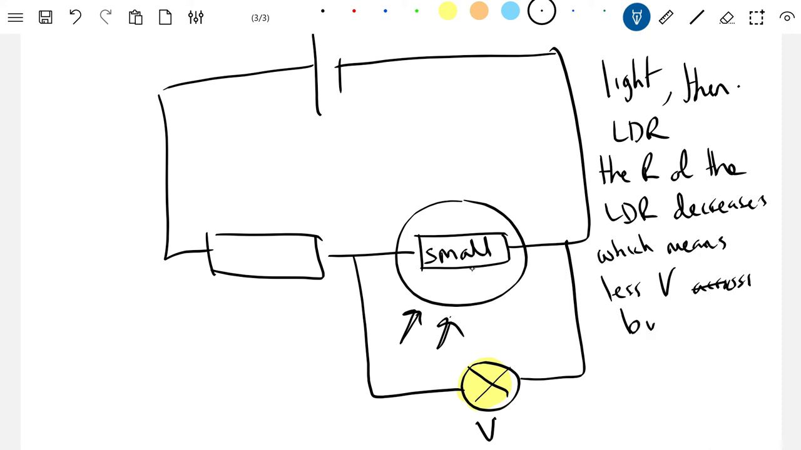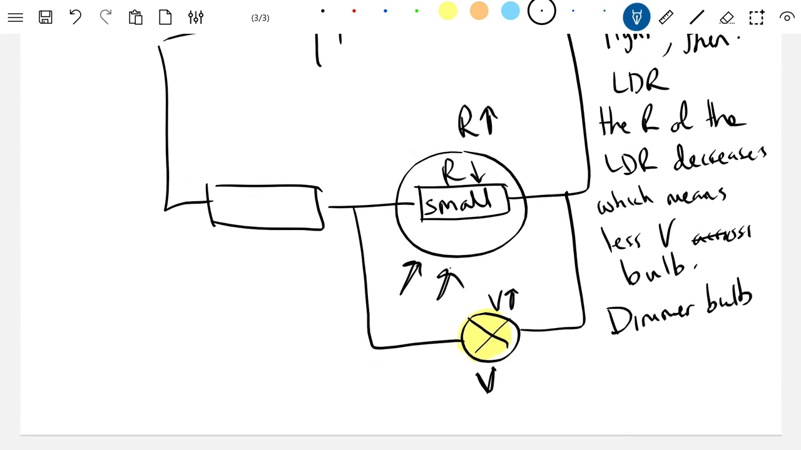Across the bulb, dimmer bulb. Okay, so LDR, light decreases resistance, that resistance becomes smaller, that voltage there becomes smaller. So that's something worth remembering, and if that resistance increases, then that voltage increases, so that means that the bulb will become brighter.